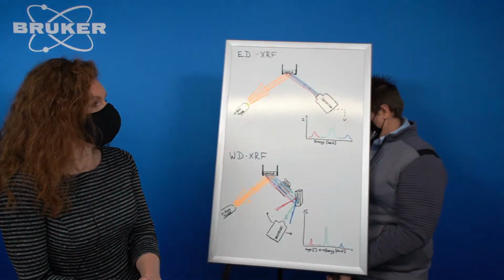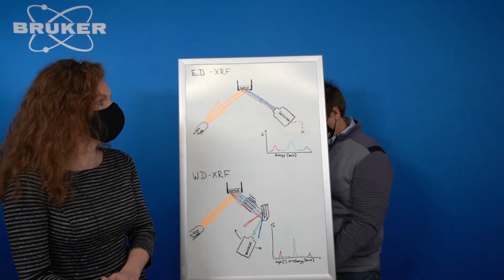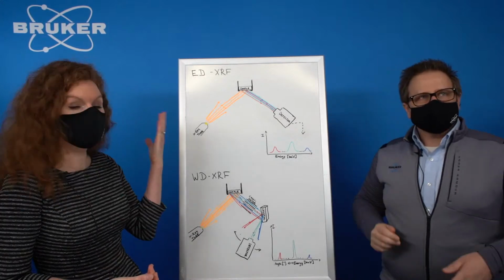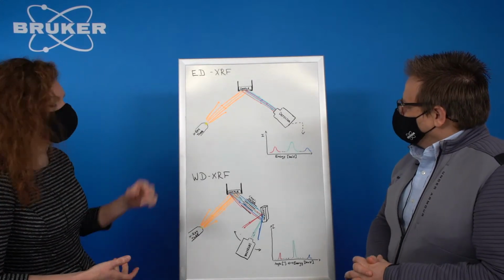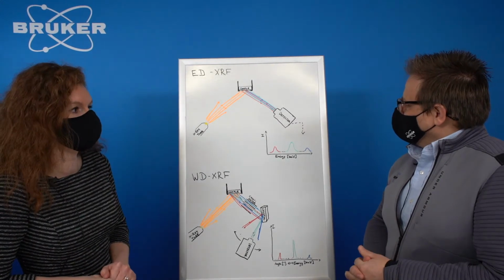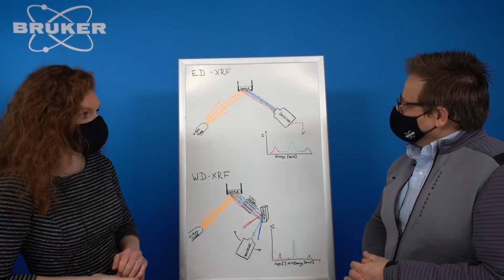So what happens is we have X-rays coming from a source that interacts with the sample, and then it goes into a detector. I think we have a little drawing here. Right. Thank you. And it is that simple, but it also can be made a little more sophisticated. So we have two different ways of using XRF analysis. We have EDXRF, which is energy dispersive, and WDXRF, which is wavelength dispersive.